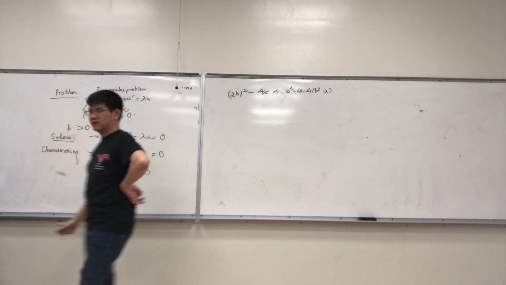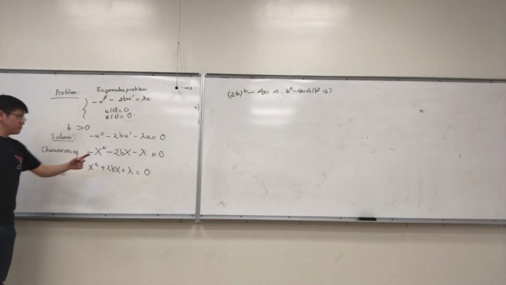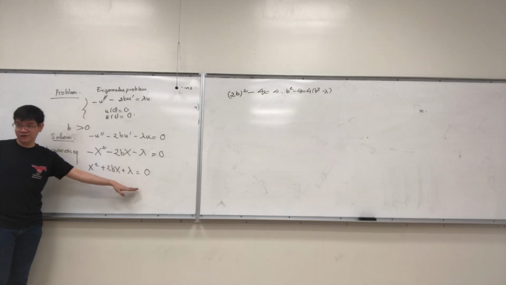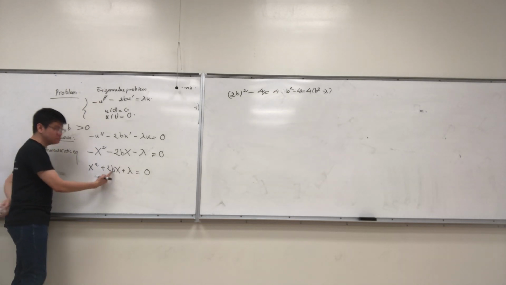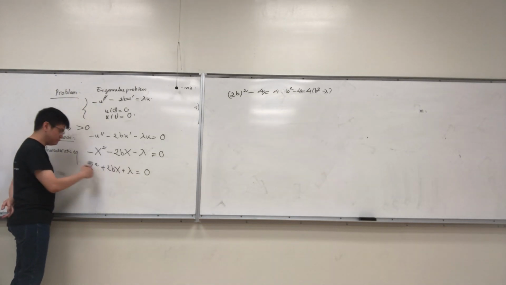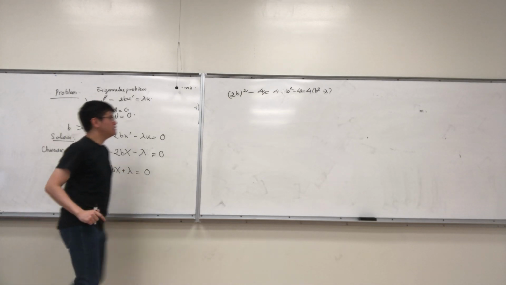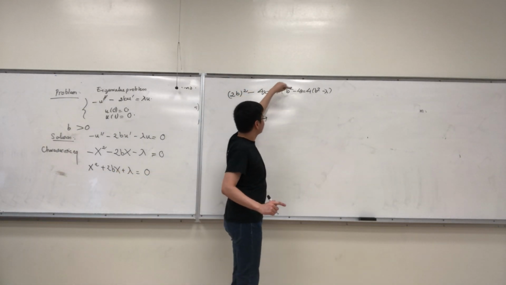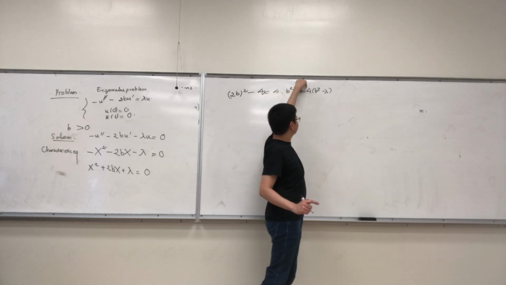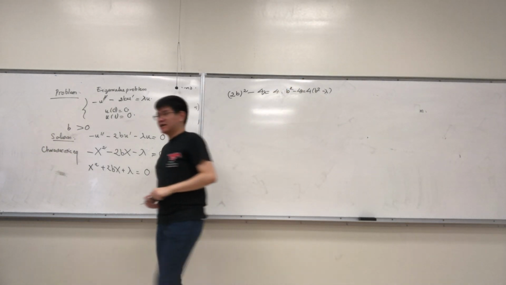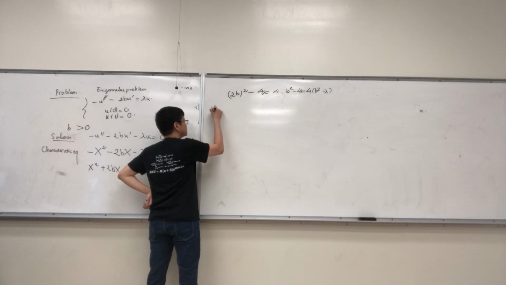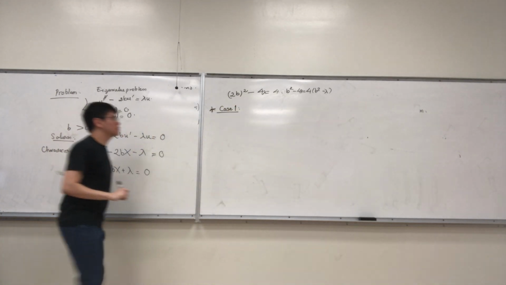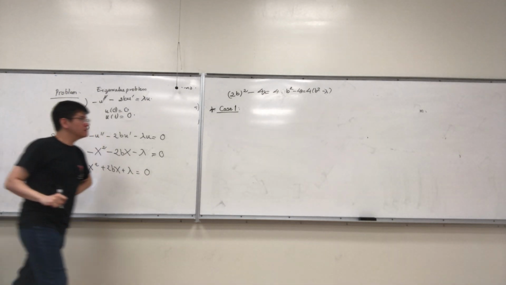All right. It's clear. So I'm going to consider b squared minus 4ac. So b squared in this case is 2b squared. 4ac will be 4 times 1 times lambda. So I have 2b squared minus 4 times lambda, and this is 4b squared minus lambda. Case number 1.